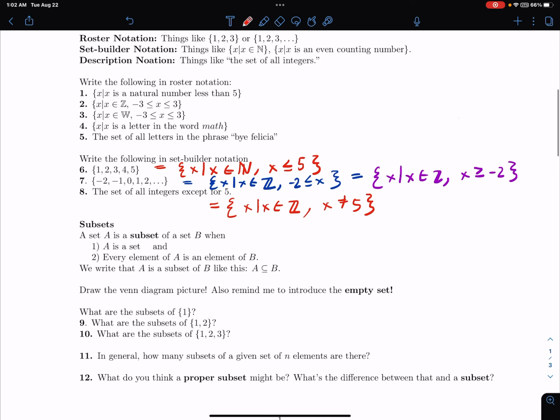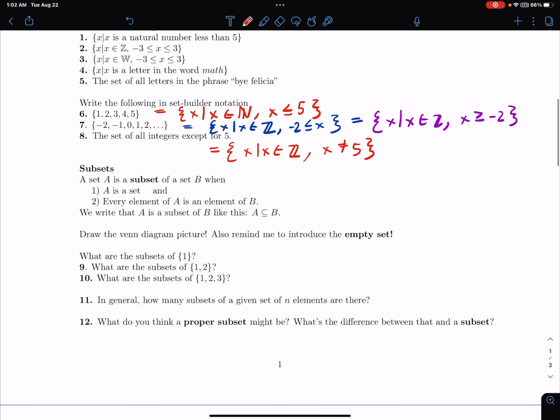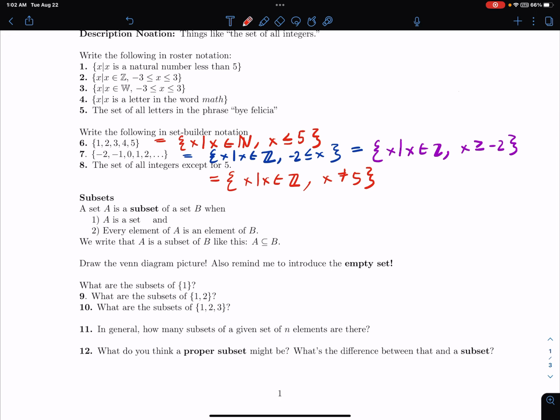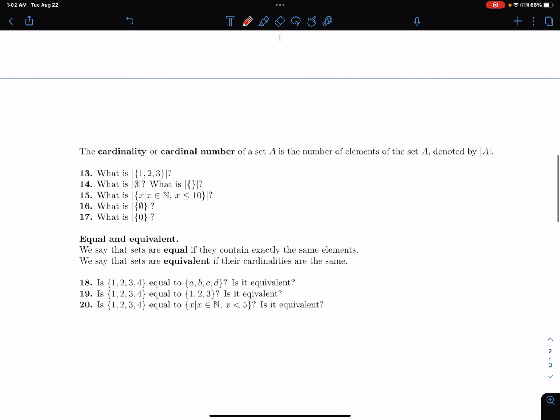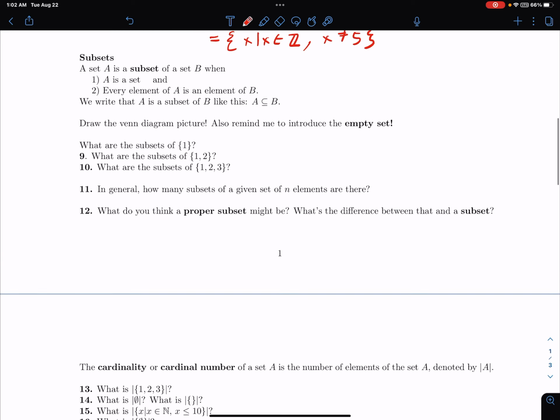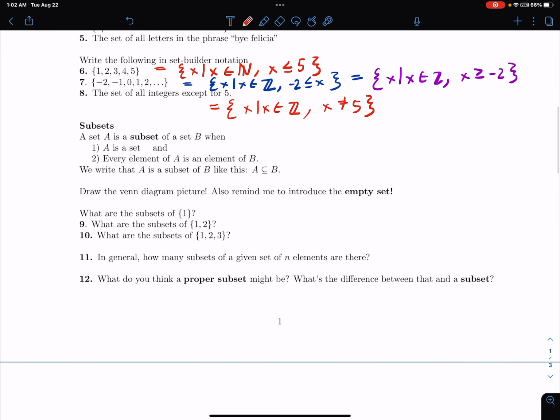Okay. Let's see, should we cut this off? Yeah, let's cut this video off here. And then in the final video, we'll talk about subsets and we'll talk about cardinality and equal and equivalent. We'll wrap up everything else.